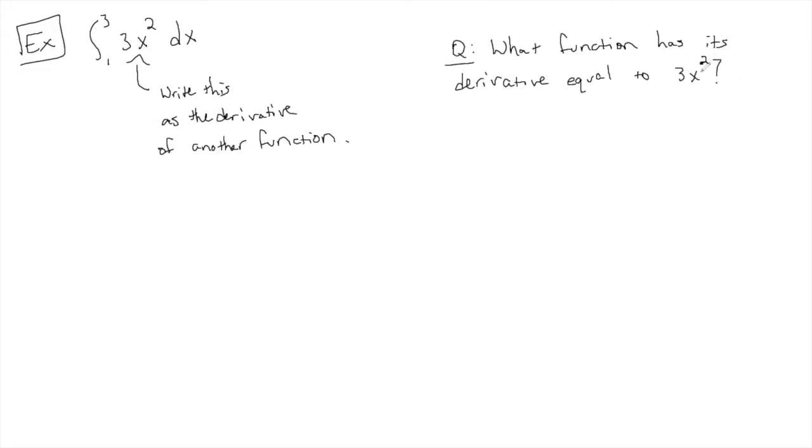Now this might be obvious for some of you, right? You just sort of look at it a little bit and you think, all right, well, how do derivatives work? And the answer is F of x equals x cubed, or I should say, should use capital F here. Usually we use capital F for antiderivative, and that's exactly what this is. This is an antiderivative of 3x squared.